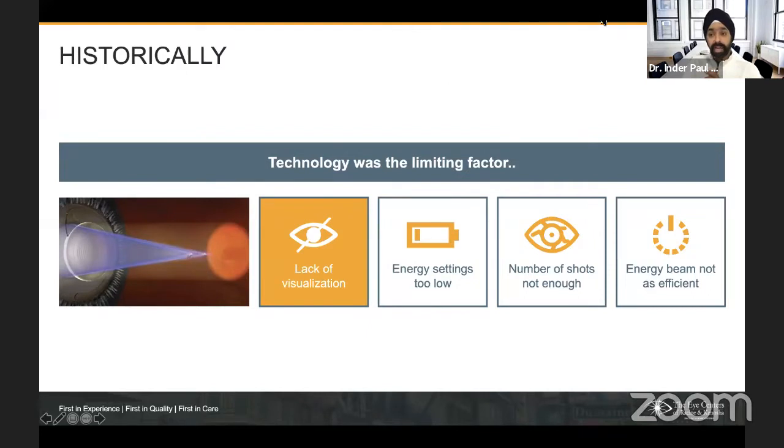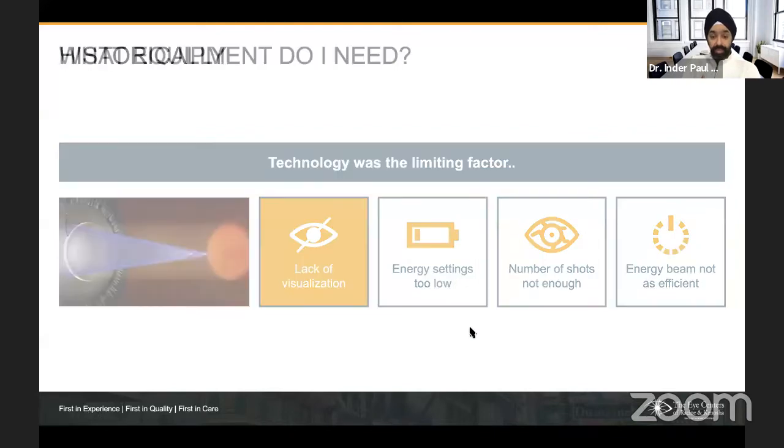Also, the number of shots. People were doing 30, 40, 50 shots like a YAG capsulotomy. In these procedures, we're using 300, 400, 500 shots as well. And the energy delivery was not as optimized as we see in these new lasers.